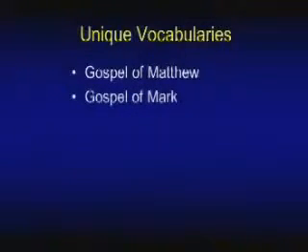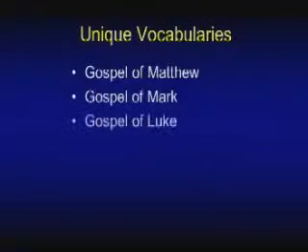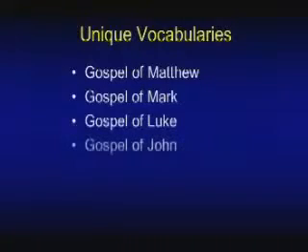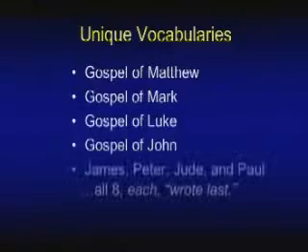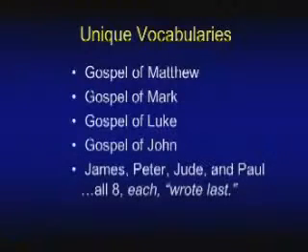Except I can use the same argument for the Gospel of Mark, because its vocabulary is a multiple of 7 exactly, the words that are unique to Mark. The words that are unique to Luke are a multiple of 7 exactly. The Gospel of John. Each one of these wrote theirs last? Obviously not true. James, Peter, Jude, and Paul. All 8 of these guys have vocabularies that are unique to their writings that are multiples of 7 exactly. Do you detect the fingerprints of the Holy Spirit here?